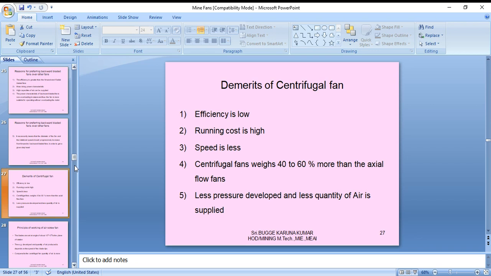The centrifugal fan is not giving good efficiency. Running cost is high because of the establishment things. Speed is less, and a centrifugal fan weighs 40 to 60% more than an axial flow fan. Also, less pressure is developed and less quantity of air is supplied.